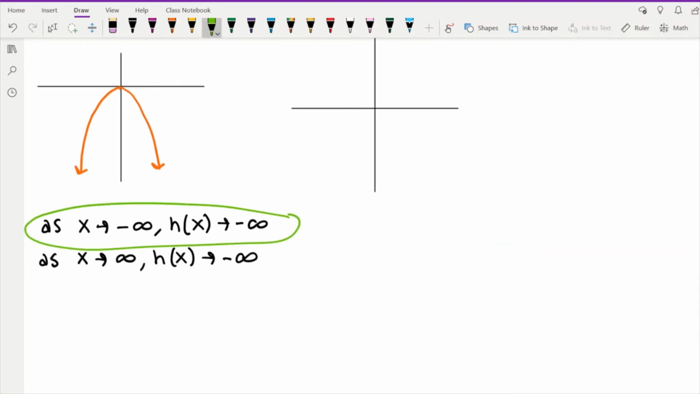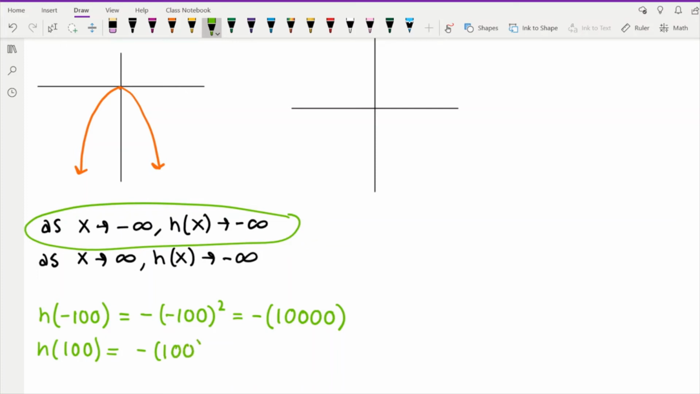Let's say that you were evaluating h of negative 100. Well, you would get negative 100 squared. The negative on the inside would go away and you would have 10,000, but then you have this extra negative sign on the outside that makes your result negative. And the exact same thing would happen if you plug in positive 100, because the negative sign on the inside was not the part that mattered. The part that mattered was this negative sign on the outside. So regardless, you're going to get a negative number in both cases.